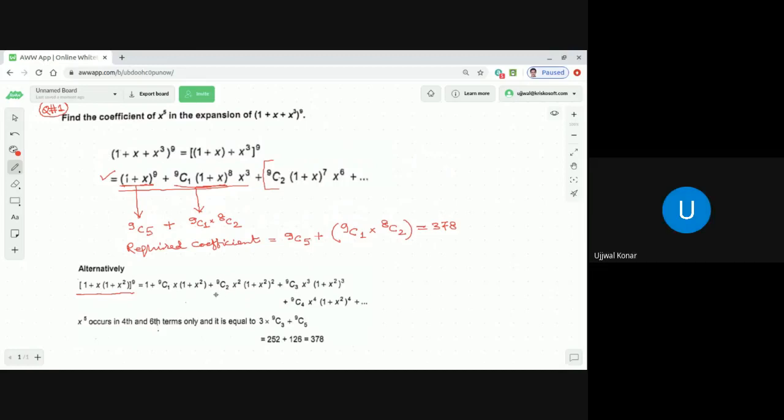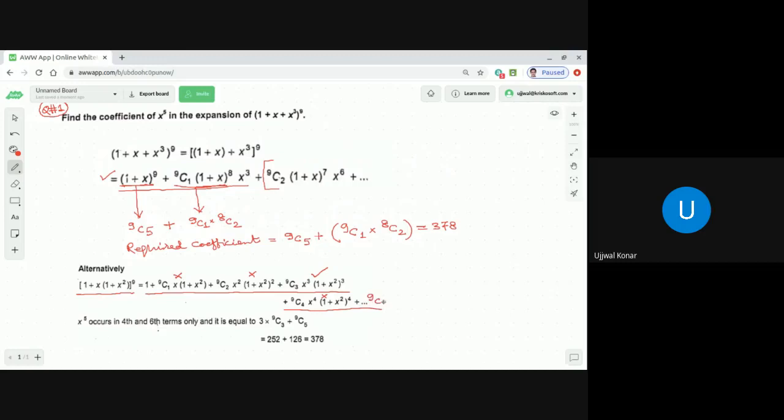Then we started expanding, considering 1 as the first term and x into 1 plus x square as the second term. Then the expansion will be like this, na? Yes, correct. 1 as the first term, so we are not mentioning it like this. Then what will be the x power 5? The x power 5 occurs in the fourth term. Here x power 5 occurs. Here x power 5 doesn't occur. Here also x power 5 doesn't occur. Here x power 5 occurs. Here x power 5 doesn't occur. In the next, what will it be?